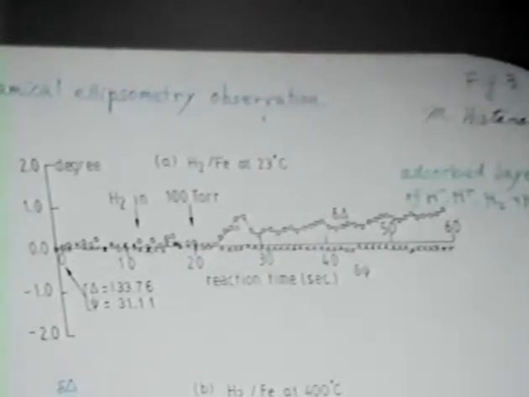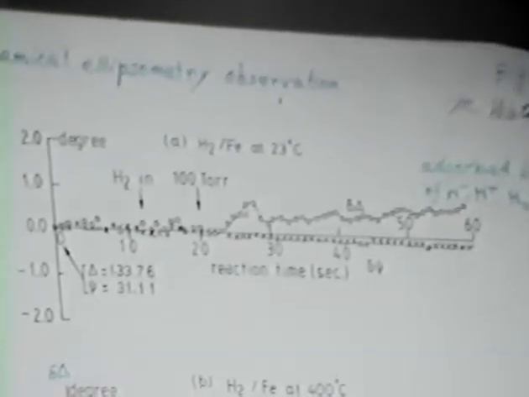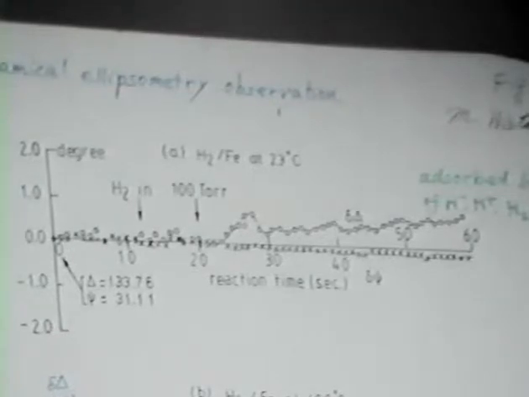Here we observe the positive delta and small negative delta-c, and those two effects are consistent with the result in the previous slide. So at room temperature, there exists clearly some type of adsorbed layer, which consists of perhaps H minus, H plus, and molecular hydrogen. Now we go to the experiment at high temperature.